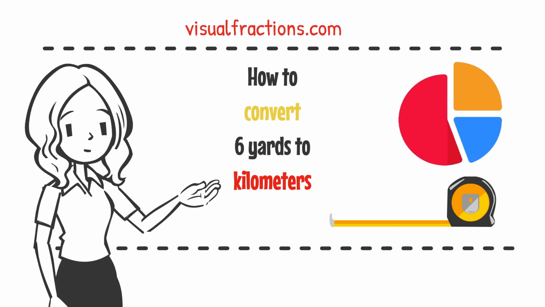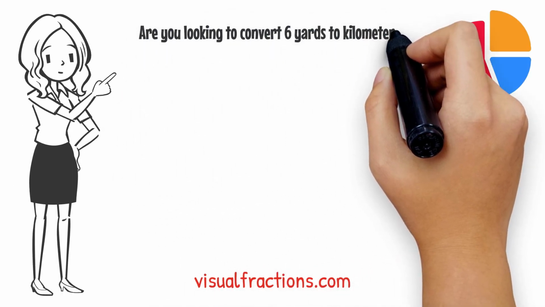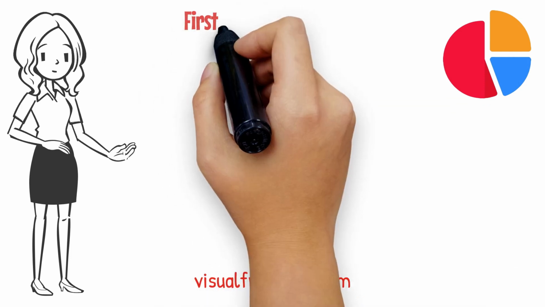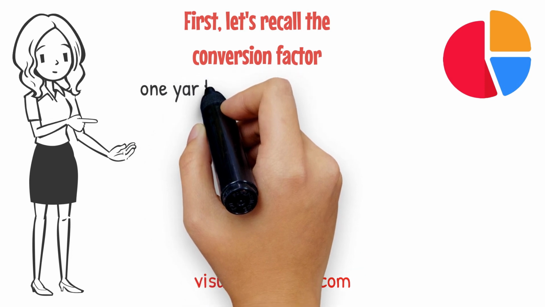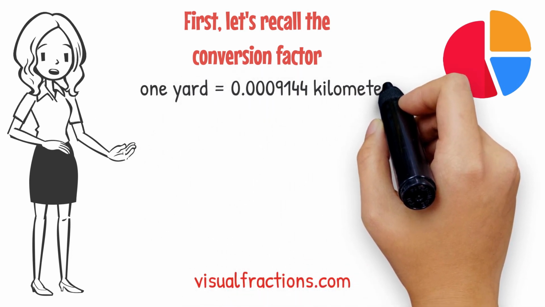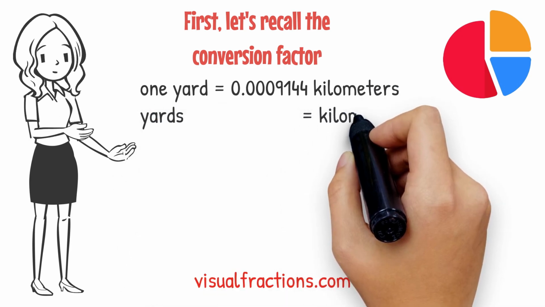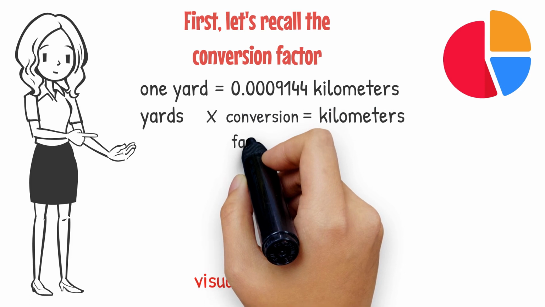Today, we're here to assist you in converting 6 yards to kilometers. Are you ready to convert 6 yards to kilometers? Let's get started. First, let's recall the conversion factor. 1 yard is approximately equal to 0.00091144 kilometers. To convert yards to kilometers, simply multiply the number of yards by this conversion factor.